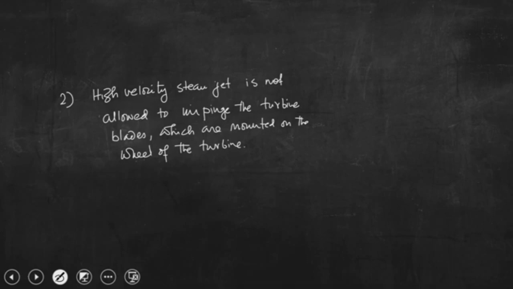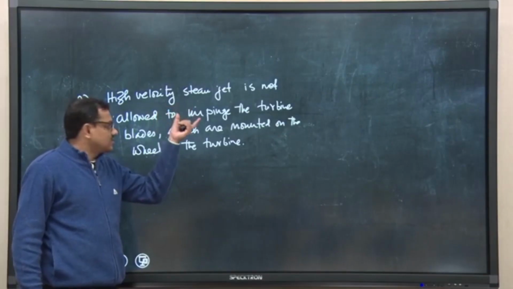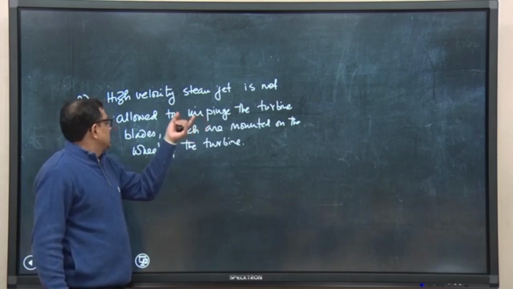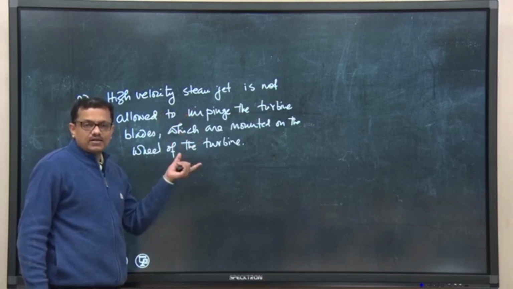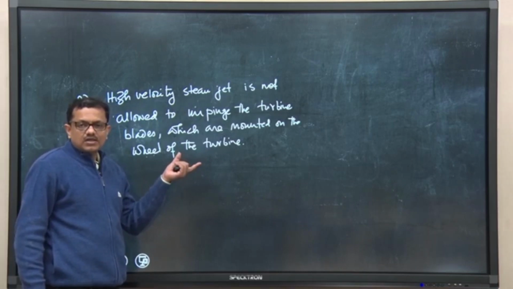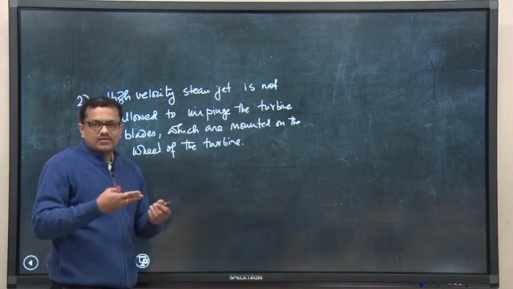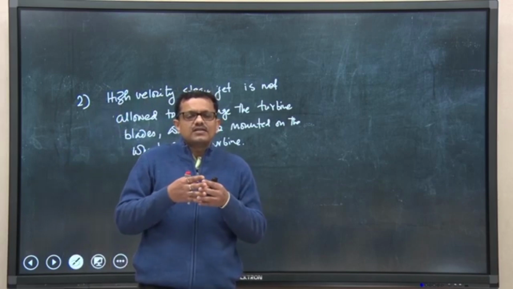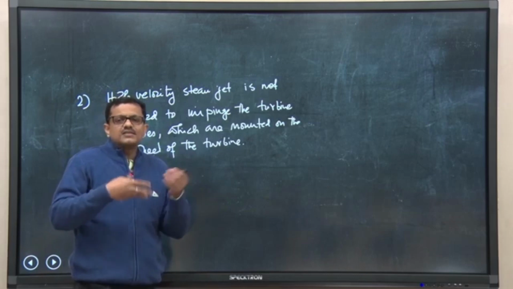What would be the consequence? So, when steam is coming out of the nozzle in the form of a jet, that jet impinges turbine blades which are mounted on the wheel of the turbine. Now, you have studied blades when you have studied about hydraulic turbines as well as pumps. So, blades are having some shape and blades are twisted.